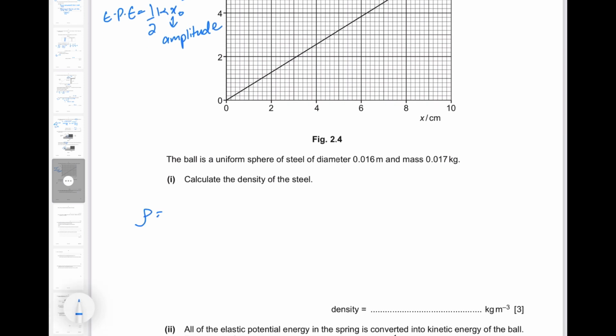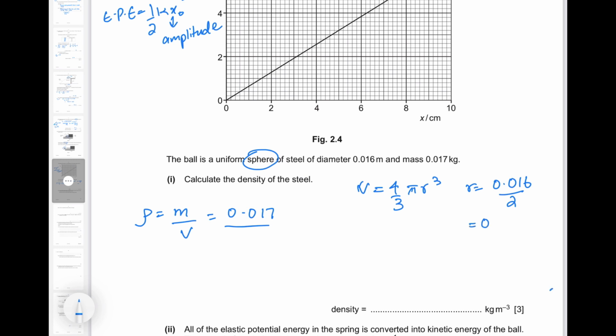So density is equal to mass over volume. Mass is given as 0.017 kg. Now this is a sphere, and volume of a sphere is equal to 4/3 pi into radius cubed. Radius would be half of diameter, which would be equal to 0.008 meters, which means the volume is 0.008 meters cubed multiplied by 4/3 into pi. And so you'd plug this in here, 0.017 divided by the volume.